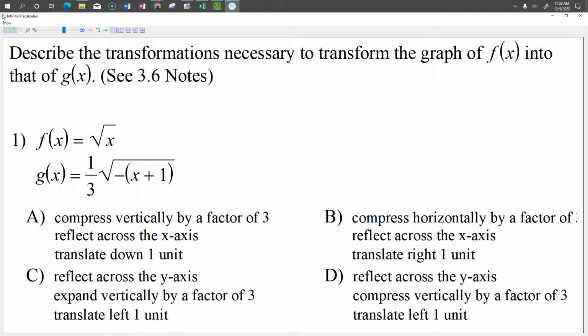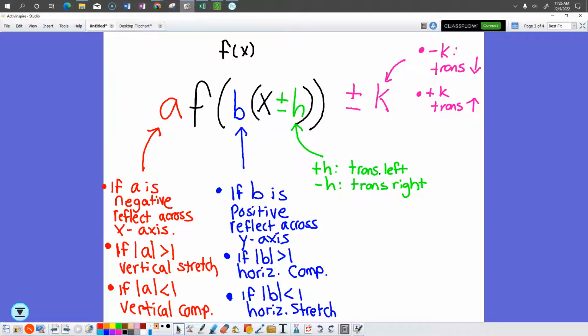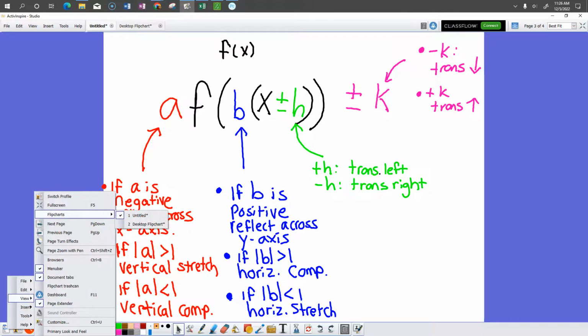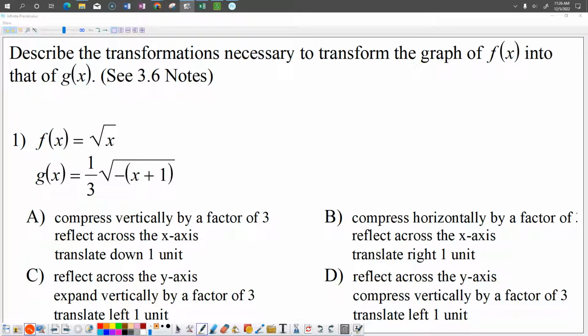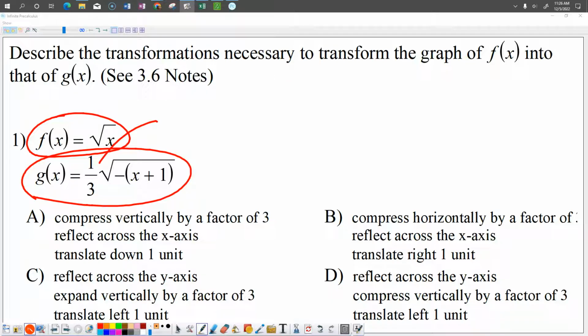Right. So here's our first question here. This one says, describe the transformation necessary to transform the graph of f into that of g. All right, so here's f. Let me bring up my pen really quick. Here's f, and here's g. Now notice that there's a number here outside of the square root. That would be the a value.